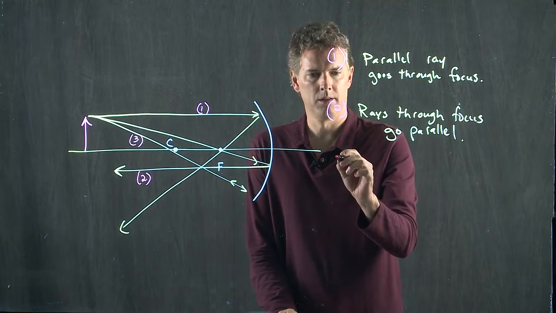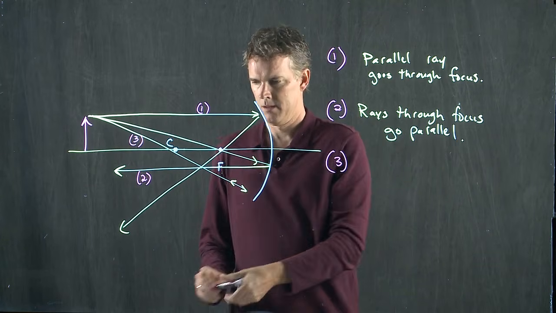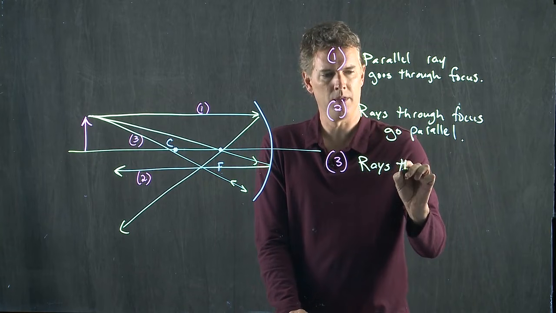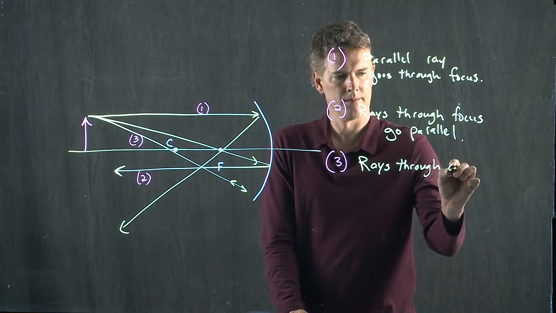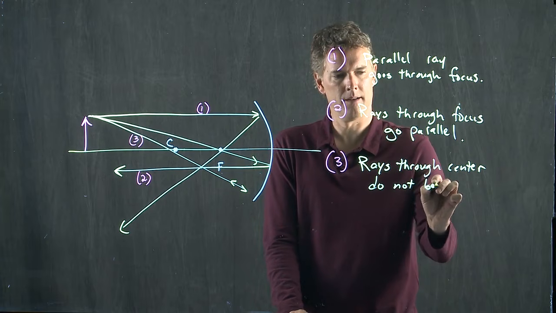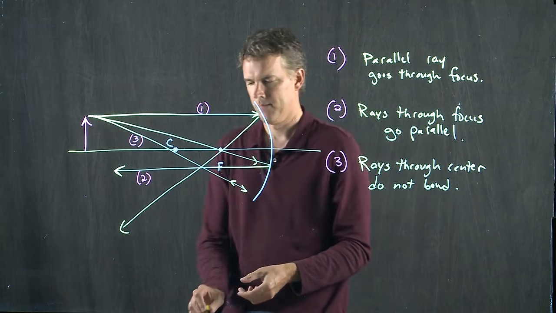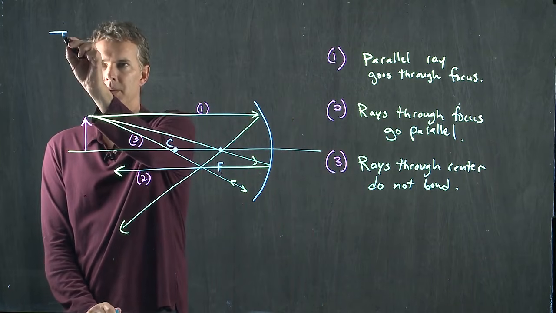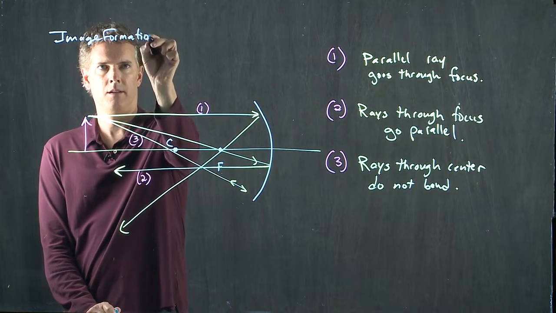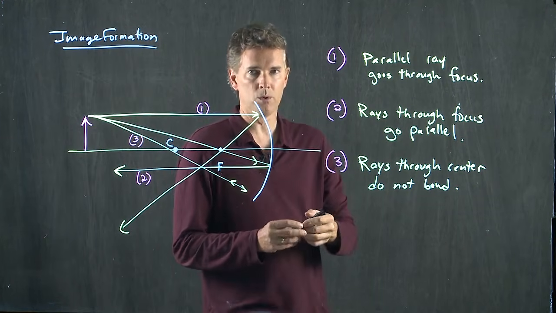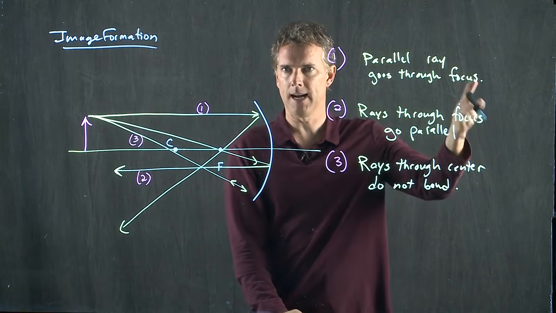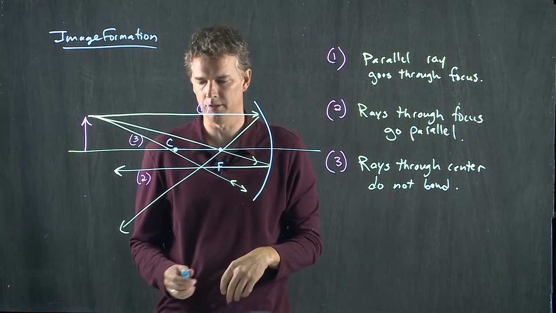And the final rule is this ray number 3. Rays through the center do not bend. This is image formation. And these 3 rules are important to understand because they not only apply to mirrors, they are going to apply to lenses once we start talking about lenses.